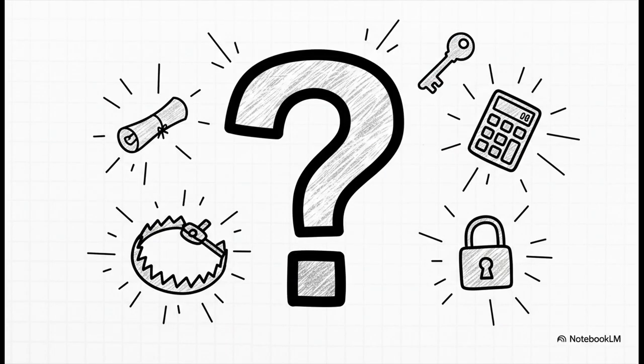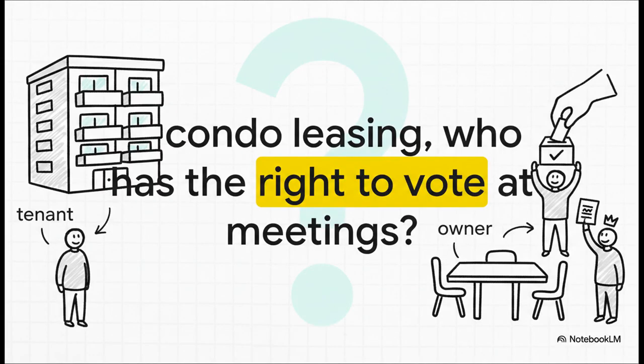Before we get to our last stop, let's do a quick pop quiz to make sure these key ideas are really locked in. You ready? First question. In a condo, who gets the right to vote at meetings? Is it the tenant or the owner? The answer is B, the owner. The tenant lives there, but the owner holds the voting power.